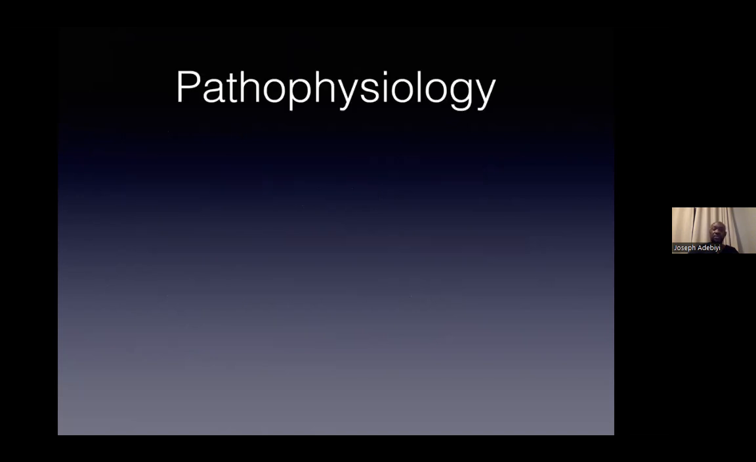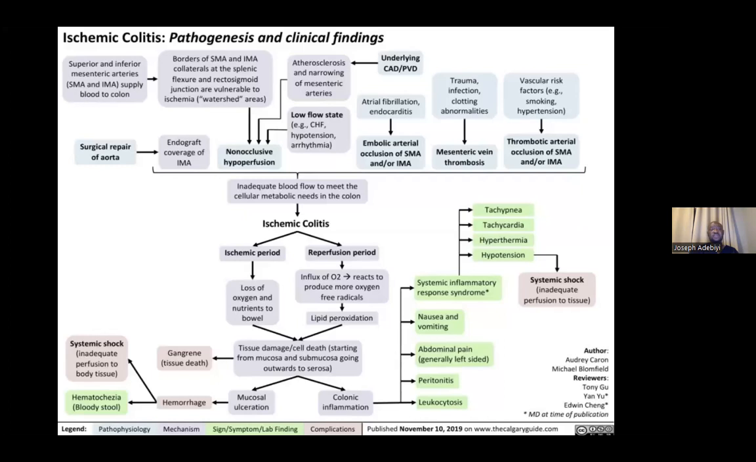So just looking at a summary of the pathophysiogenesis, all these risk factors that we've talked about: surgical repair, atherosclerotic narrowing with coronary artery disease, peripheral vascular disease, and then things like atrial fibrillation or even trauma, and periods of hypotension, the non-occlusive states, all these combined with thrombosis and all that, end up leading to inadequate blood supply to meet the cellular metabolic demands of the colon. And this would then lead to ischemic colitis.